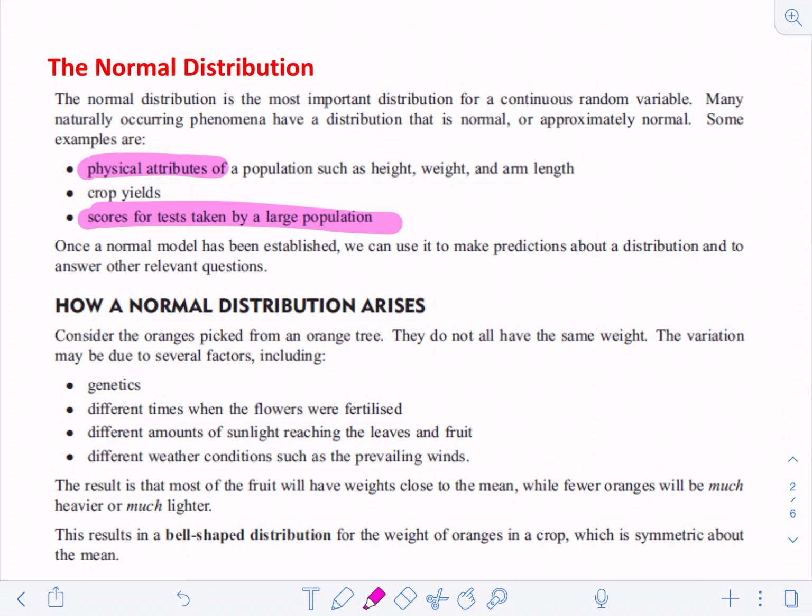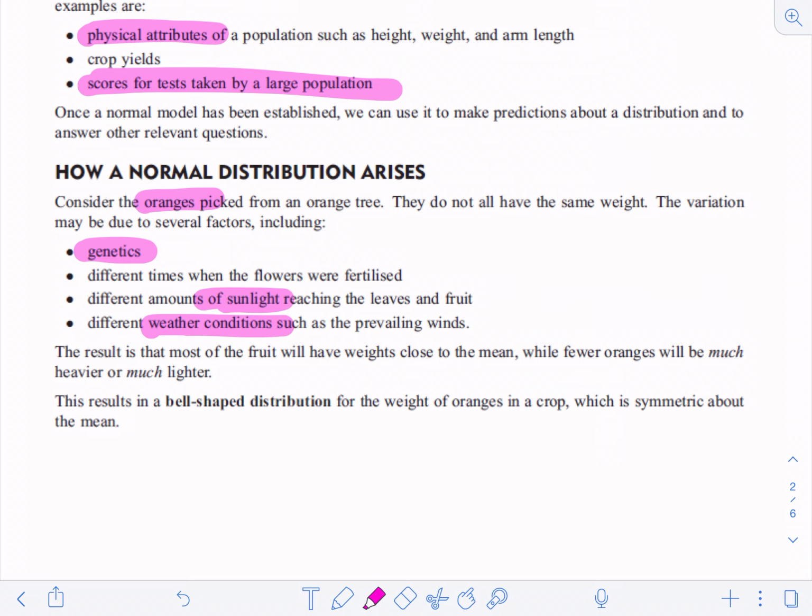And why does this happen? Well, of course, not everyone is going to get the same test score. Here's an example about oranges, and oranges tend to vary because of genetics or the sunlight or weather conditions. But the large majority of fruit are going to have weights very close to the mean, and there's going to be a few that are much heavier or much lighter, and that's where we get our standard deviation. We're going to get a bell-curved graph for all of this, kind of like we've seen before, and I just kind of mentioned it up there with the fish example.